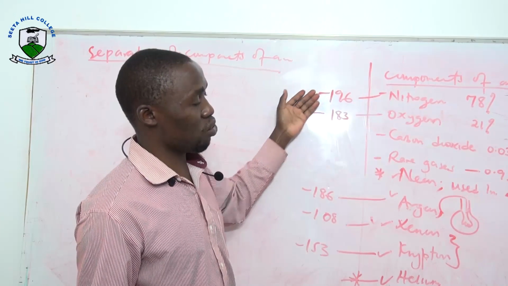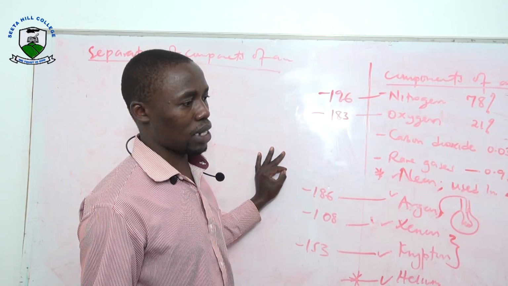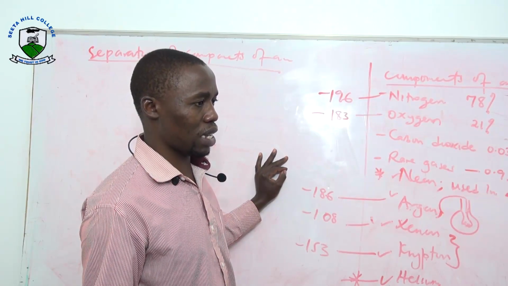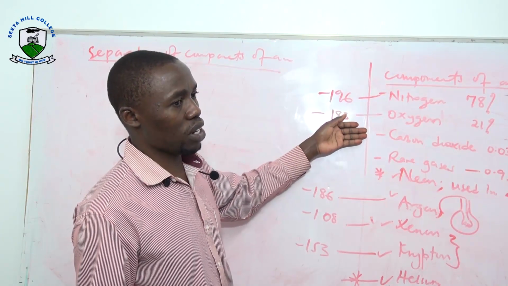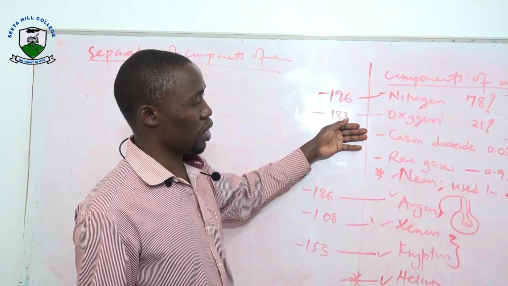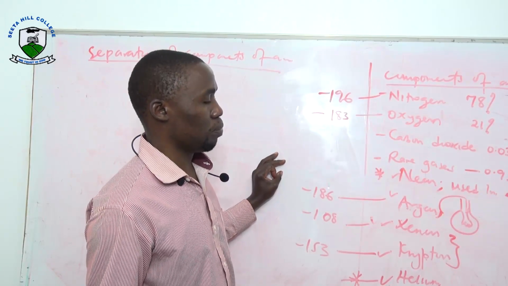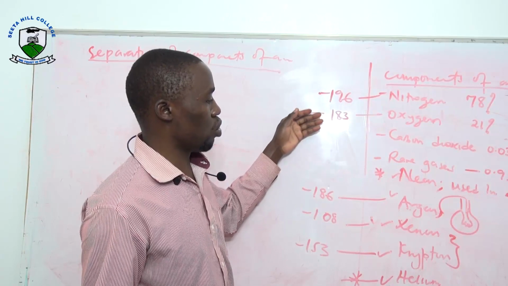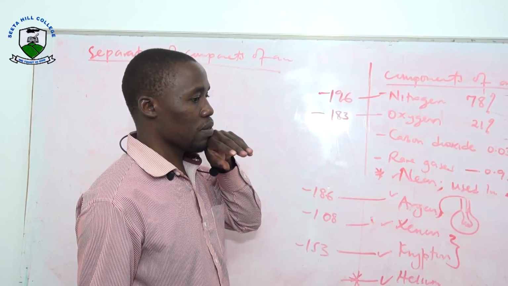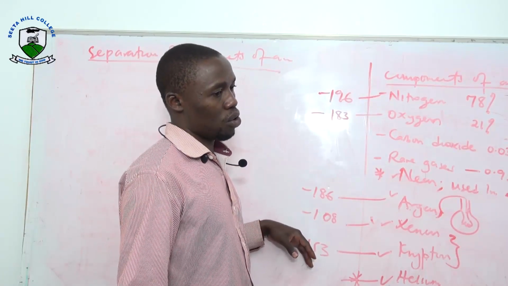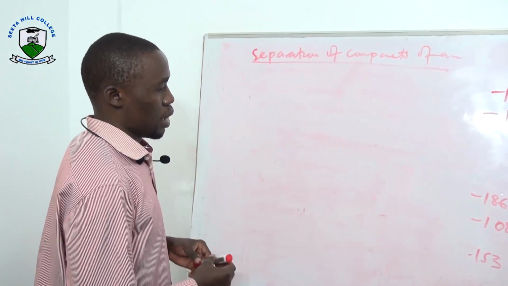Before they convert air into a liquid, they first remove water by passing air through a drying agent called silica gel. Then carbon dioxide, which also turns easily into a liquid and finally a solid, is removed by passing through another chemical called sodium hydroxide. Then they are left with nitrogen, oxygen, argon, xenon, krypton, helium. The rest are now converted to a liquid.